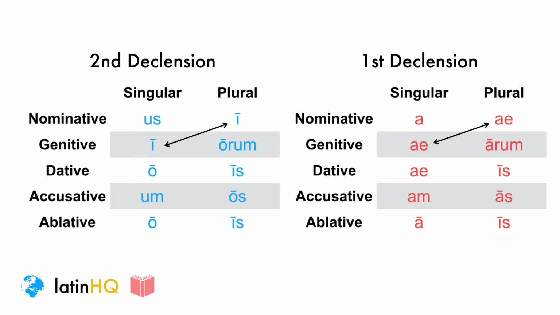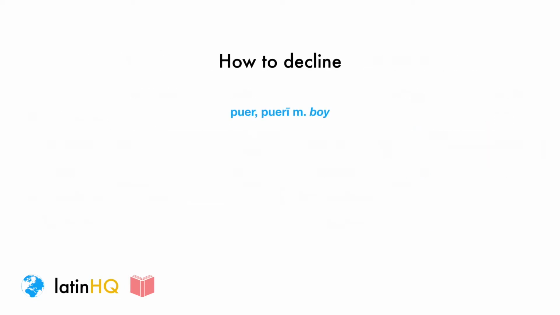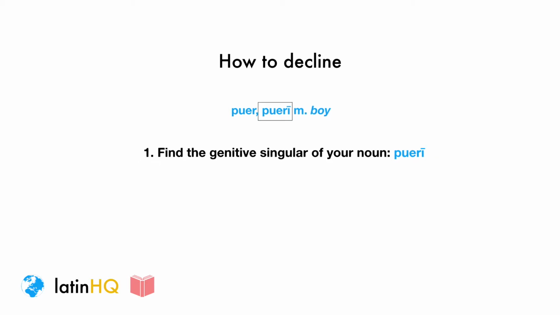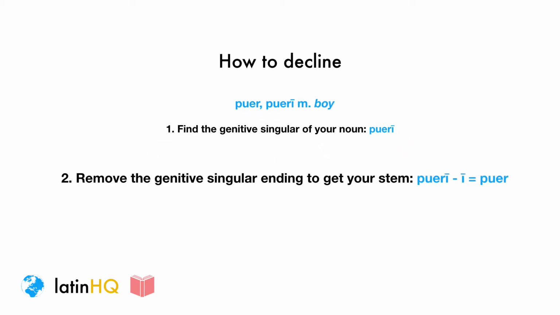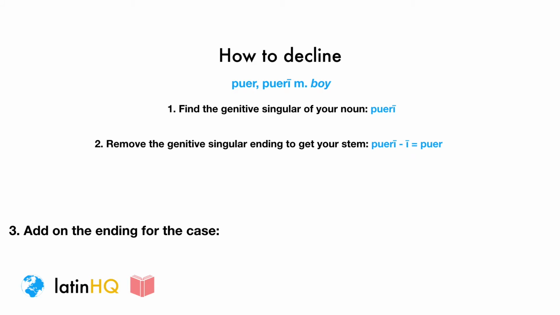Apart from the endings of these nouns, the process of declining them and using them is the same as the first declension, so I'll be offering only a brief description of how to decline them. The process of declining a second declension noun is the same as declining a first declension noun. First, you locate your genitive singular for the noun. Next, you lop off your genitive ending. Finally, you add on your second declension endings to the stem.